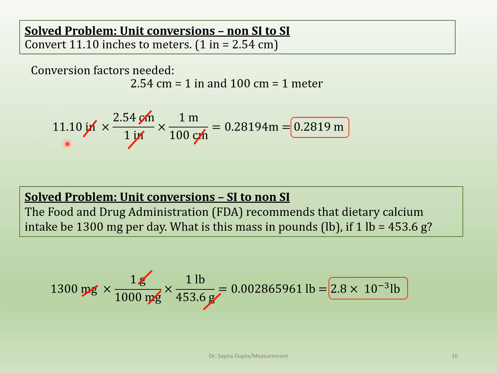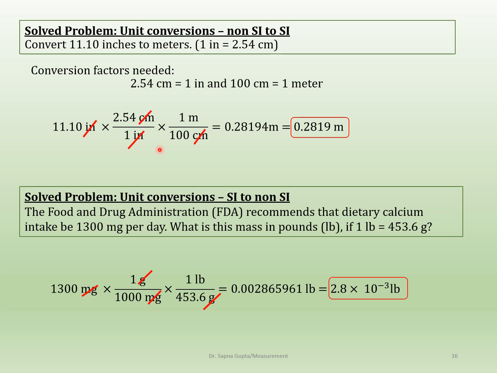So 11.10 inches, we are starting with that. Inch goes down here, centimeter goes up here. Don't put the numbers yet if you don't want to. Then you have to do one more conversion because you have centimeters up there now. So centimeter goes down here, and then meters on the top. Now you can go back and put all the numbers.